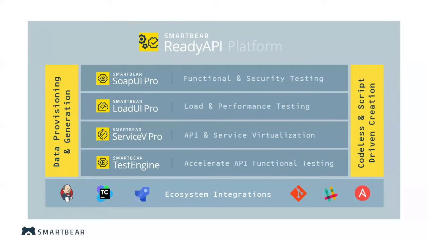LoadUI Pro is used for performance testing. We use it to simulate a massive load on a tested website or web service, and it helps determine how your server works under that load and what its limits might be. ServiceV is for virtualization of an API. We use that to create, run, and manage virtual services that work similar to the real API.